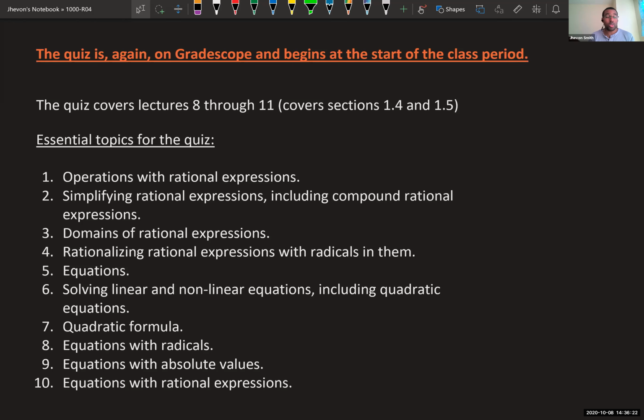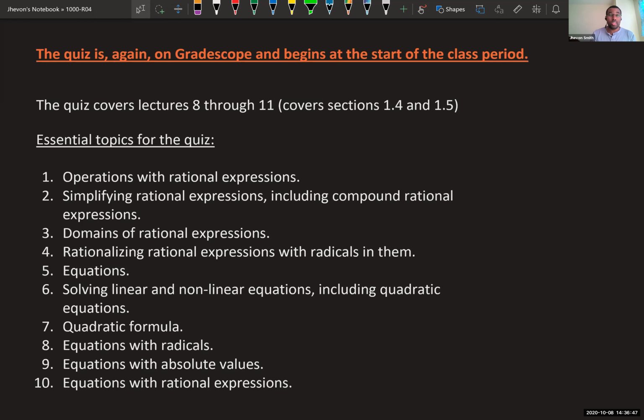We also spoke about the quadratic formula. We derived the quadratic formula using completing the square. You don't need to know the derivation. However, completing the square is something that you will need to know, if not for this quiz, definitely for the next one that will cover circles and things of that sort. Equations with radicals. If I have an equation, there are radicals all over the place, how do I solve such an equation?